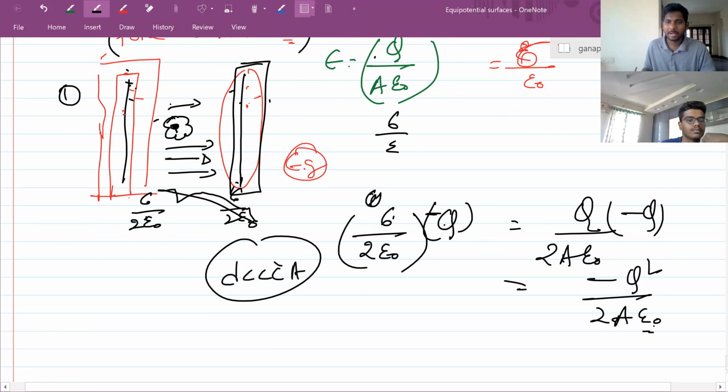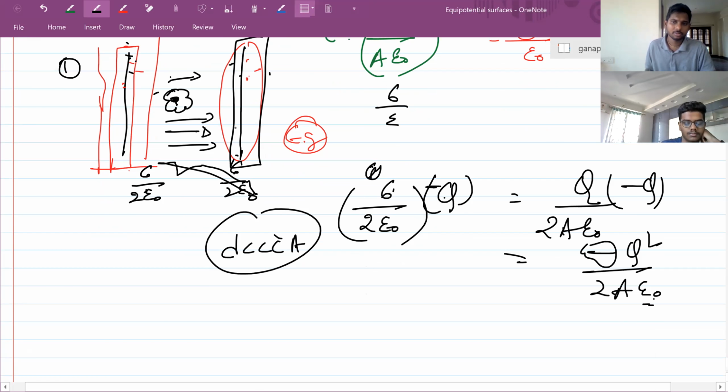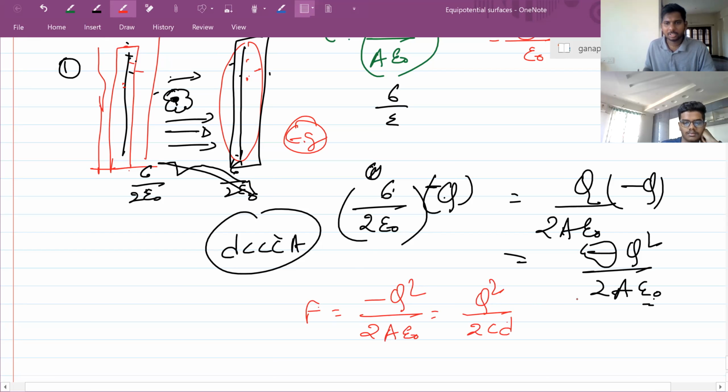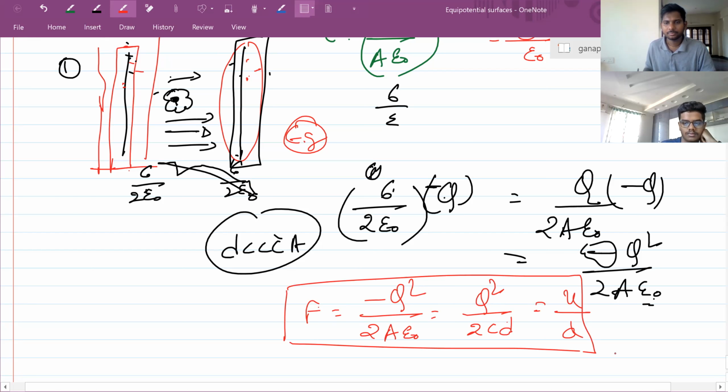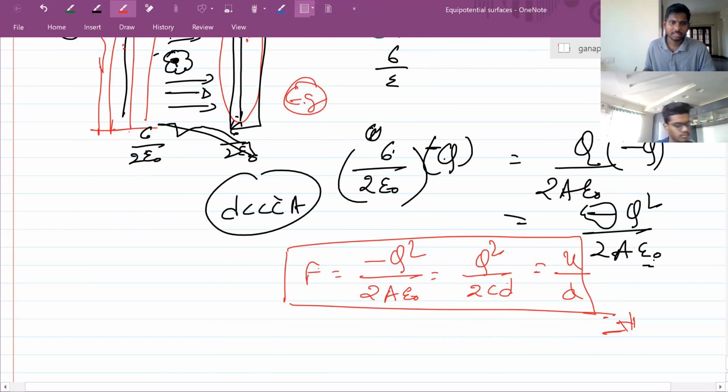The minus symbol indicates that it is an attractive force. The second plate will attract the first plate, and the first plate will also attract the second plate. That force formula can also be written as Q square by 2 epsilon naught A, or Q square by 2Cd, or as energy by distance. These are the formulas that you can use for force between the plates and energy.